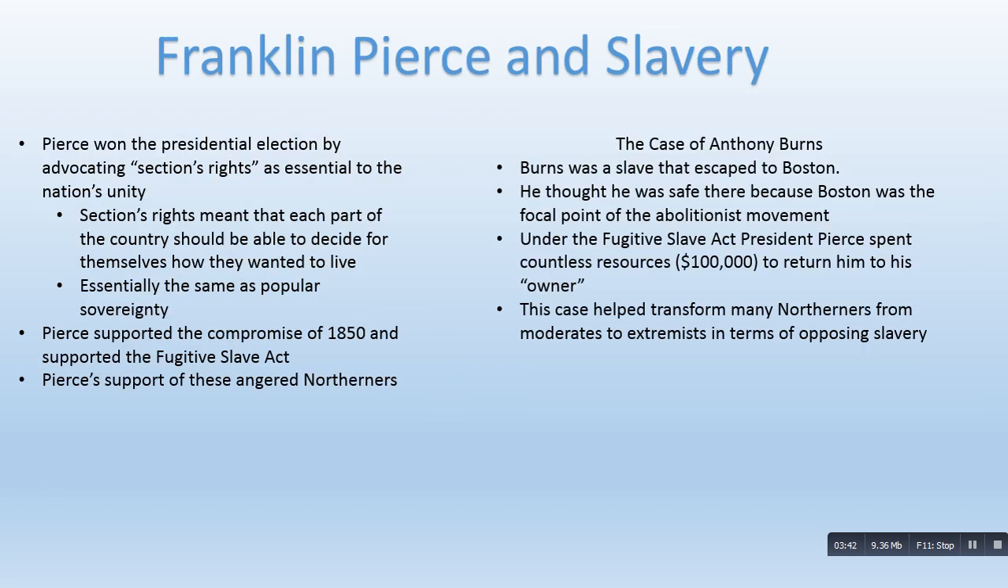Franklin Pierce, who really will actually push forward the desire for a civil war. Of course, trying to avoid a civil war, we should hope, but even the best intentions sometimes go astray. So Franklin Pierce won the presidential election, and he was a big sections rights, which really is a states' rights kind of thing. Hey, in this area, we should be able to make our own rules, and in another area, you make the rules that are best for you. And so sections meant that each part of the country should be able to decide for themselves how they wanted to live, and it's basically popular sovereignty.